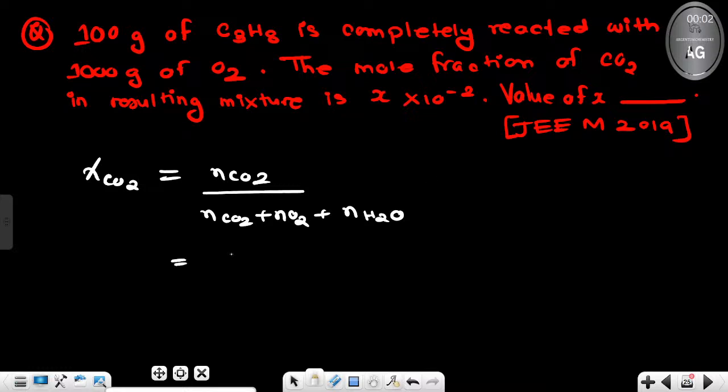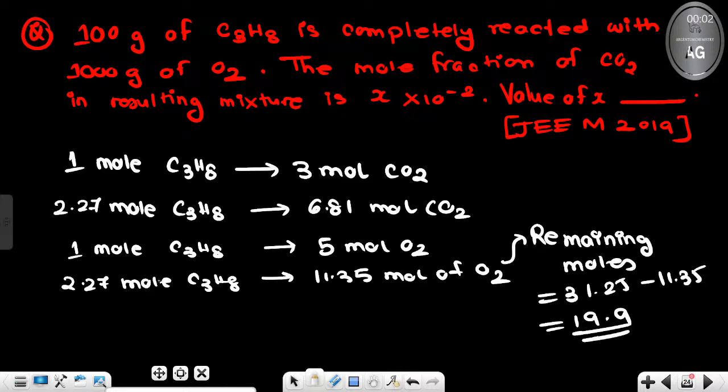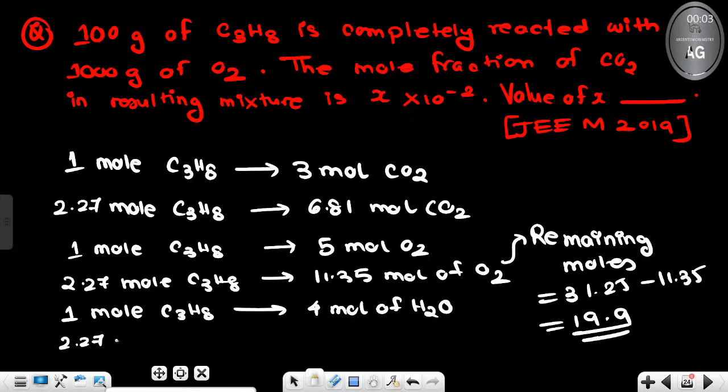So let's calculate that. Number of moles of O2 we got is 6.81, so it is divided by 6.81 plus water 9.08 and 19.9. How did we get the water? Calculate from here only. So 1 mole C3H8 reacts and forms how many? 4 moles of water. So 2.27 moles C3H8 will form 9.08 moles of water.